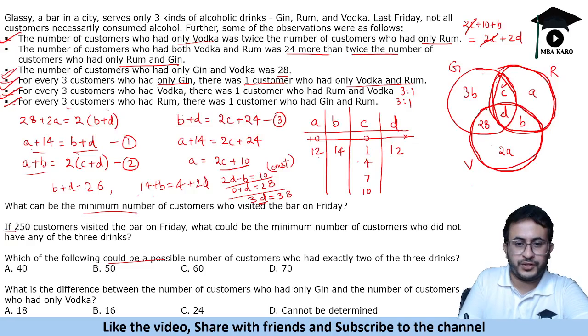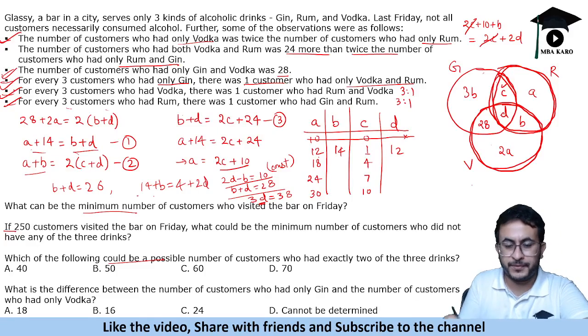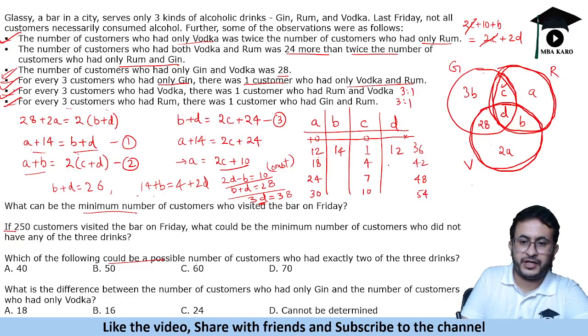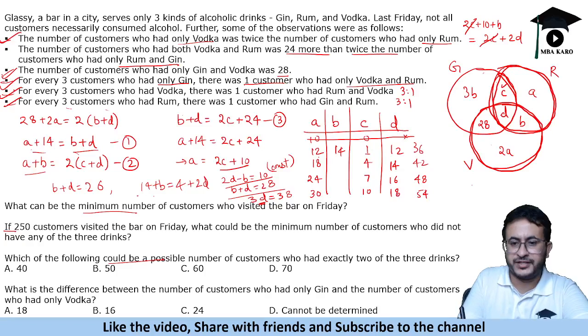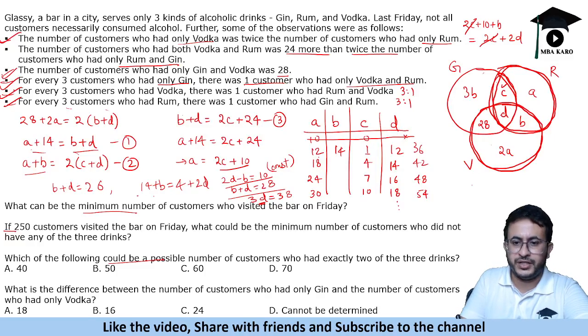Okay, so if you put 4, A will be put in this equation. A is 2C plus 10, so 18, this will be 24, this will be 30, and so on. Then the value of B, so we will get 3D. 3D will be, this was 36, 42, 48, and this will be 54. So you will get 14, 16, 18, and so on. Okay, and here this was an equation that 2D minus B is 10. So B is 2D minus 10.